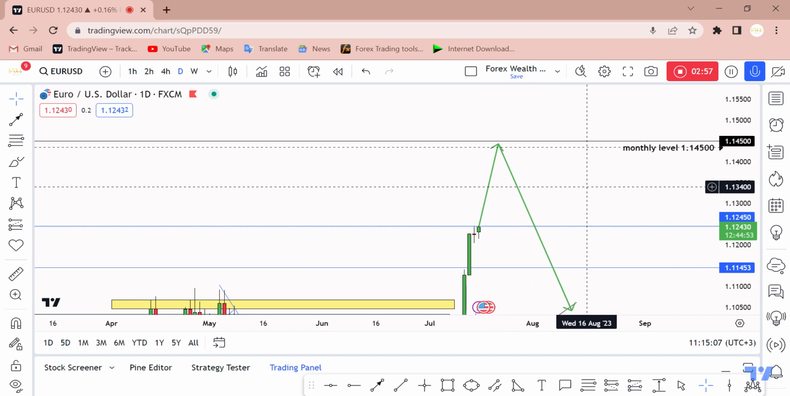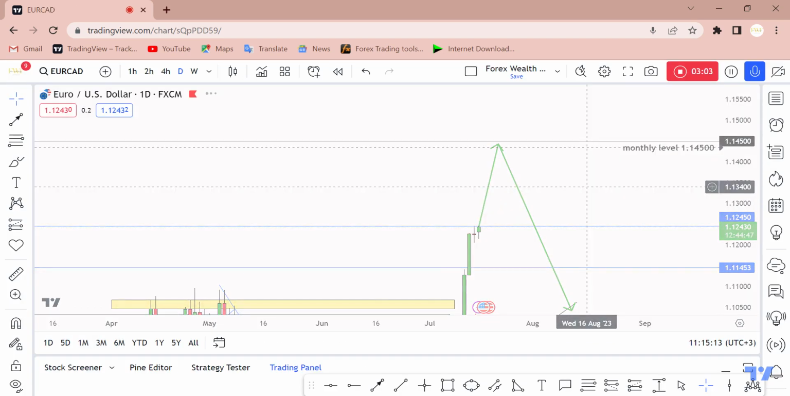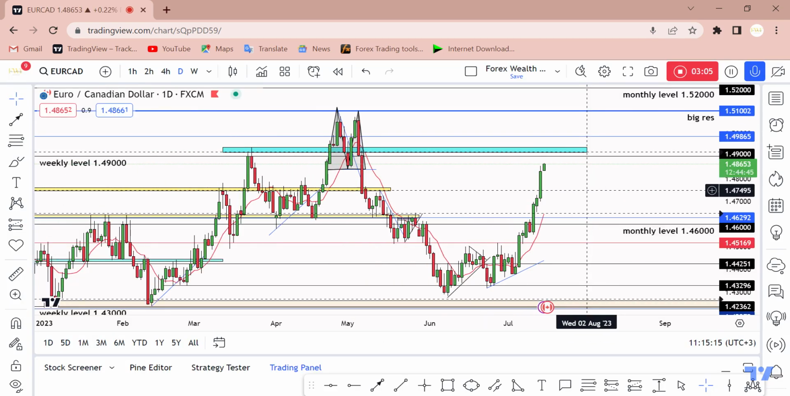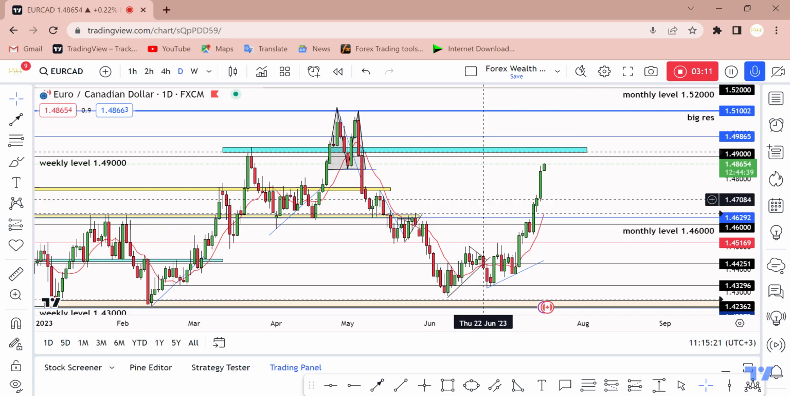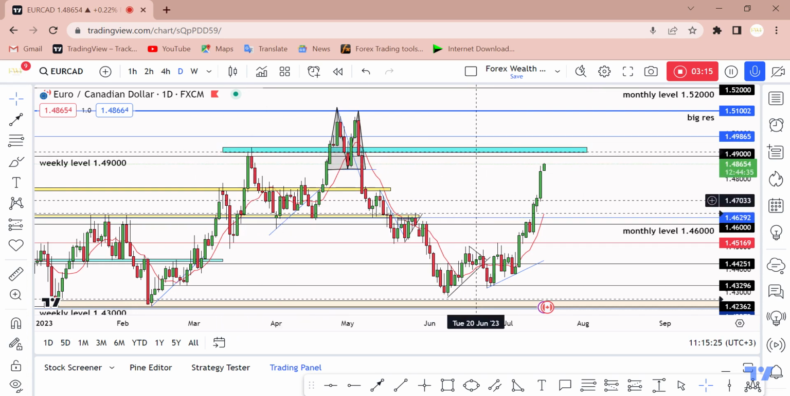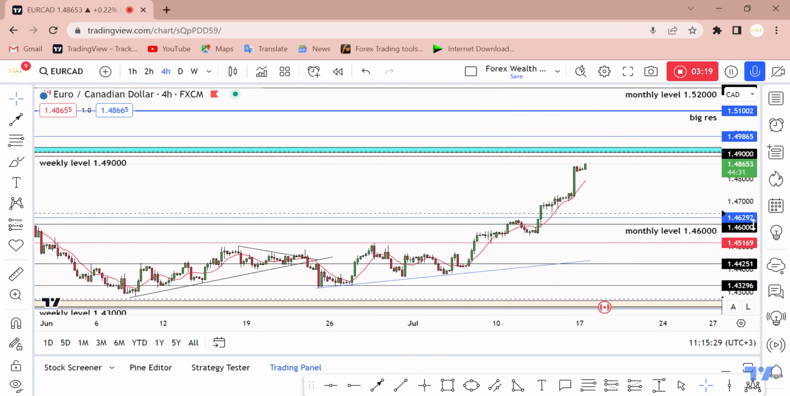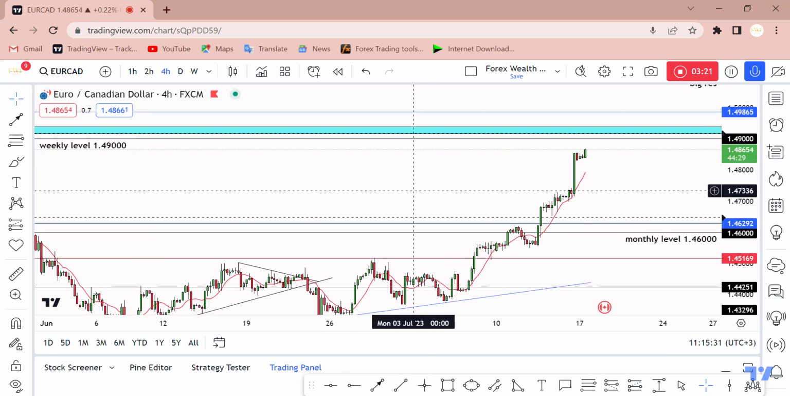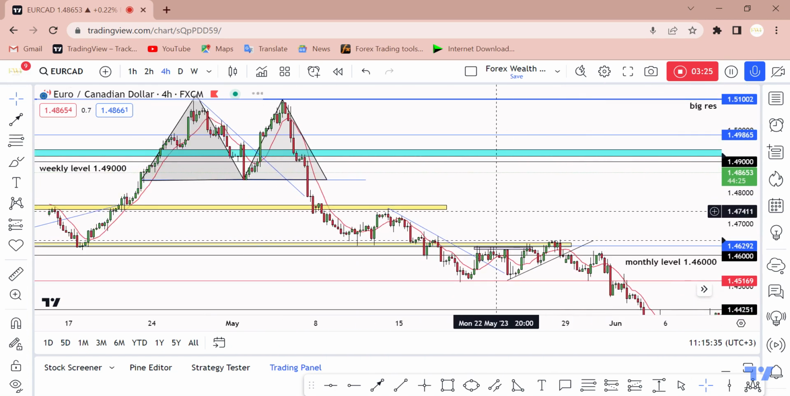My next pair on my watch list is EURCAD. So let's move to EURCAD. EURCAD also is reaching this area, and I have to say this is a good area for the price. As you can see, it did push the price once, and the price is near this area right now, only around 350 pips away.